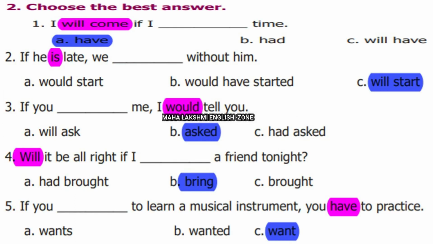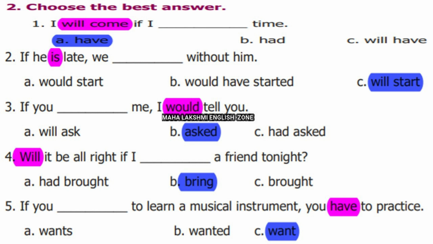There is a choose the best answer given here. "I will come if I dash time." So our condition is where we will get will, if the if clause contains present tense, we will write will plus verb. So since in the main verb here it is will, our answer should probably be in present tense. Here had is the past form for have. Will have is the future form. So our answer is have.